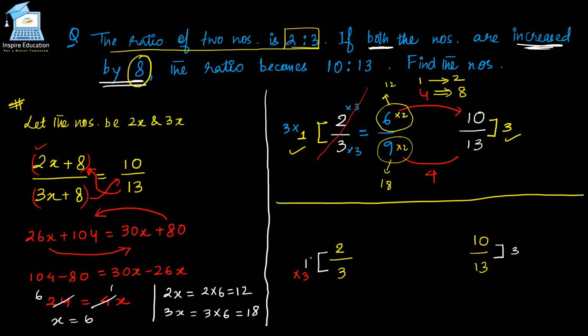In ratio, we cannot all of a sudden multiply any one part of the ratio by 3. If we are doing this, we have to multiply all the parts of the ratio by 3. So this will become 2 into 3, 6, 3 into 3, 9. Now you have to forget about the previous ratio. Now this number is 6 and this number is increased by 4 and we are getting 10. This number is 9 and this number is increased by 4 and we are getting 13.